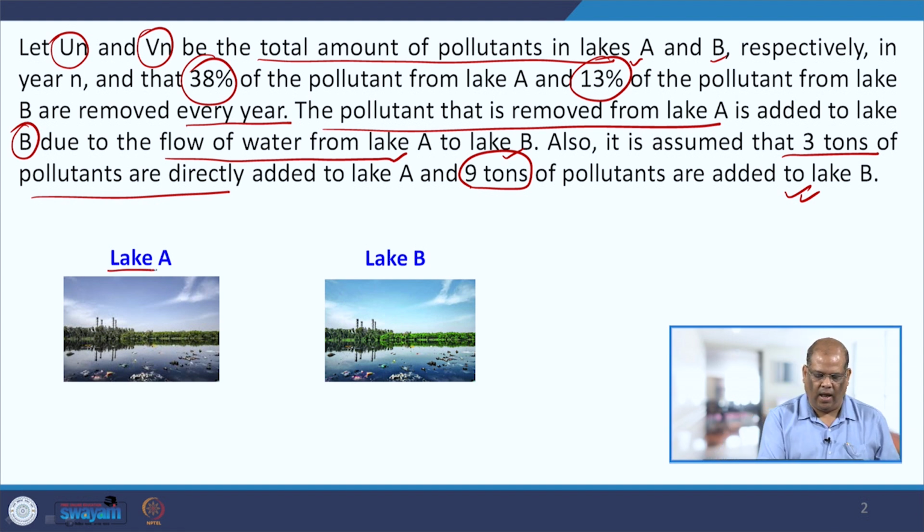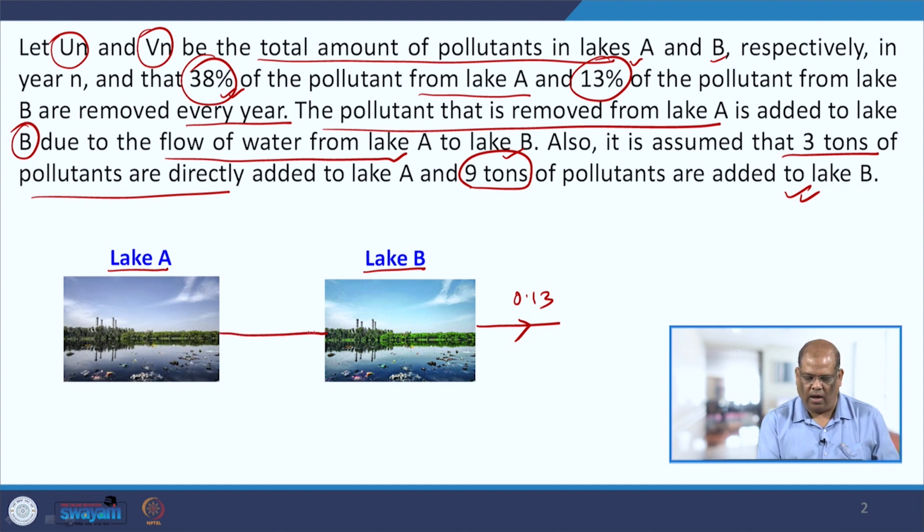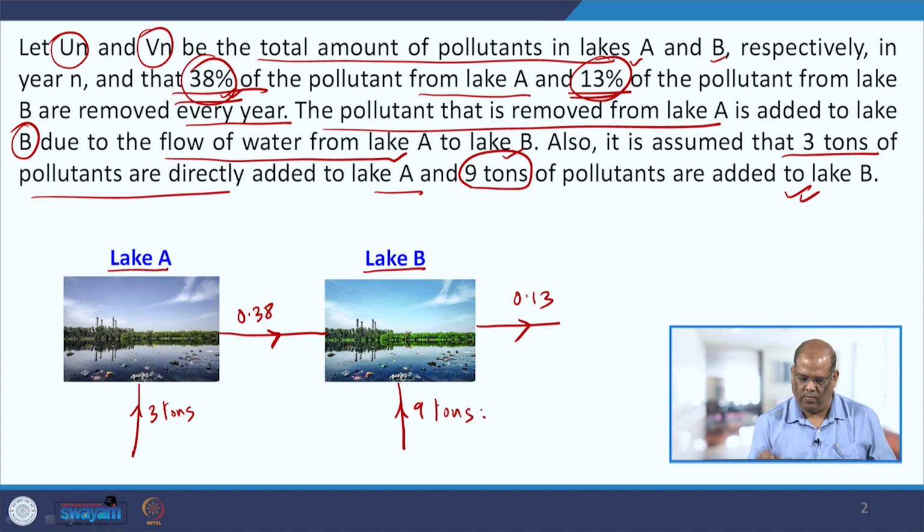So I have two lakes, lake A and lake B, and 38% of the pollutant is taken from lake A and 13% from lake B. However, this 38% goes to lake B due to the flow of water. So from lake B, I take out 13%, which is 0.13, and from lake A I take out 38%, 0.38, and it goes directly to lake B. That is the first part which has been told. Now it is also assumed that 3 tons of pollutants are directly added to lake A, and 9 tons to lake B. This is a schematic diagram of what happens between lake A and lake B.